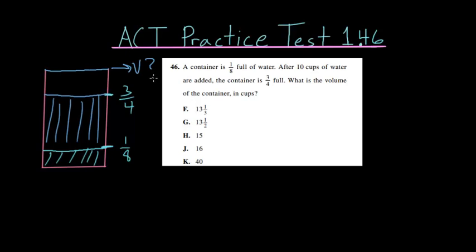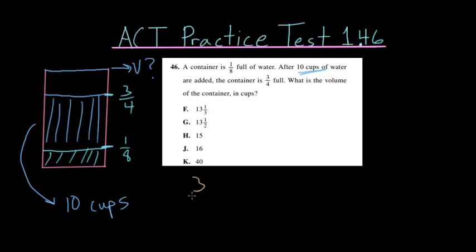So V for volume is what we're trying to find. And our clue is that 10 cups of water were added to raise it from 1/8 to 3/4. So we know that this amount of water here is 10 cups. So the question is, what portion of the container does this 10 cups take up? Since all we know right now is that it went from 1/8 to 3/4. So the way to figure it out is just to find the difference between these.